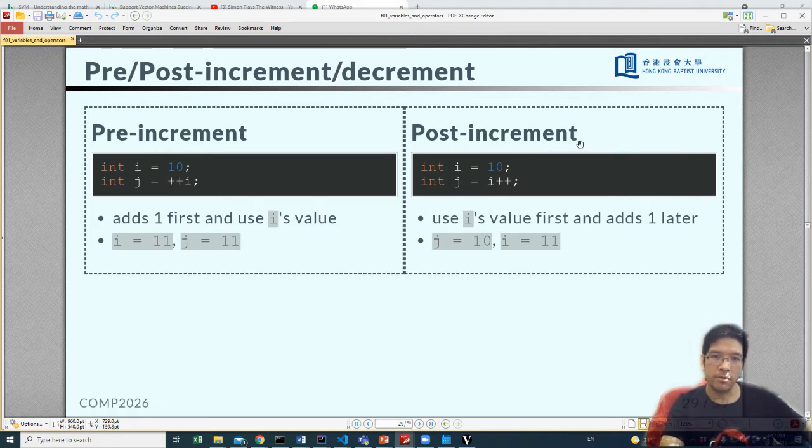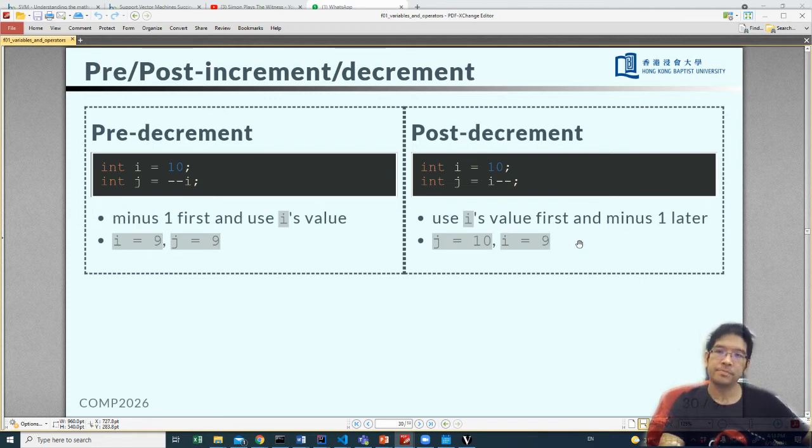How about post-increment, which is this case? So I will equal 10. Now, because this is post-increment, J will take the old value of I, which is 10. So J equals 10. And then the value of I will be increased by 1. So I equals 11. Okay.